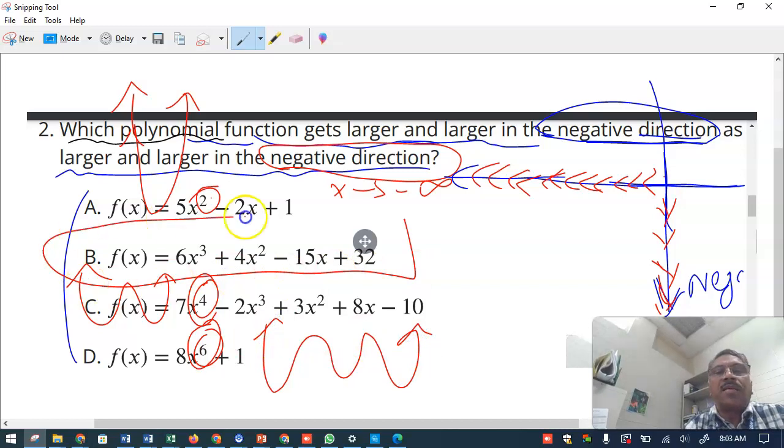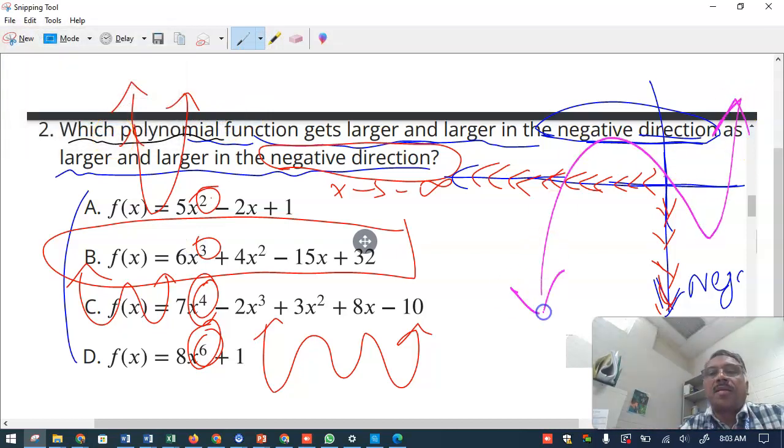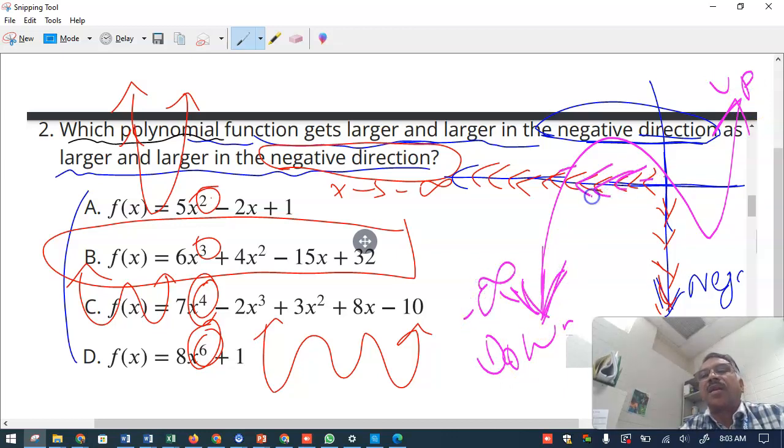So the only one left is this, there is a cube here. So what does that cube mean? The graph goes this way. It is like down, up. So what does that down, up mean? It goes down to minus infinity. As x becomes a very large negative number, the y will become a very large negative number. So that's the answer to be understood. It's a cubic polynomial of degree 3.